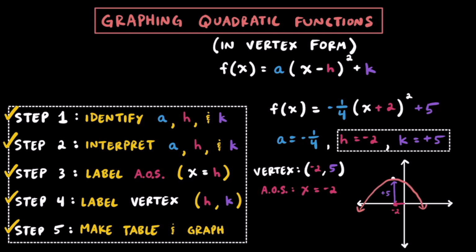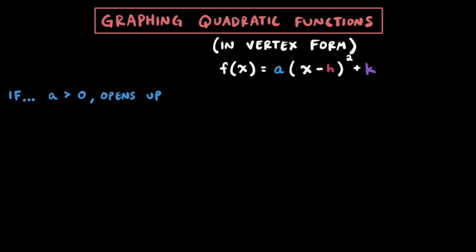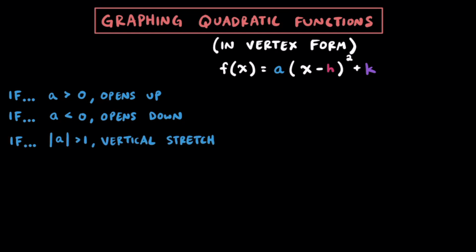Before we take a look at this example in a little bit more detail, let's review how to understand the a, h, and k values. If a is greater than 0, then the parabola is going to open up and we have a minimum. If a is less than 0, then the parabola is going to open down and we have a maximum. If the absolute value of a is greater than 1, then we have a vertical stretch, or the parabola gets skinnier. And if the absolute value of a is less than 1, or is a proper fraction, then we have a vertical shrink, or the parabola gets wider.